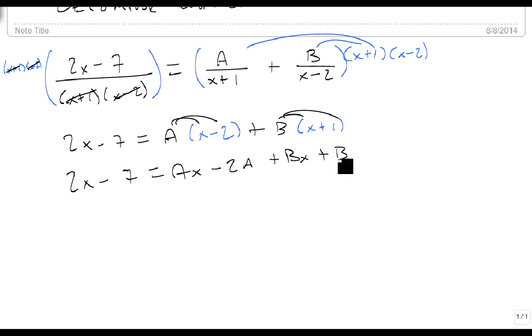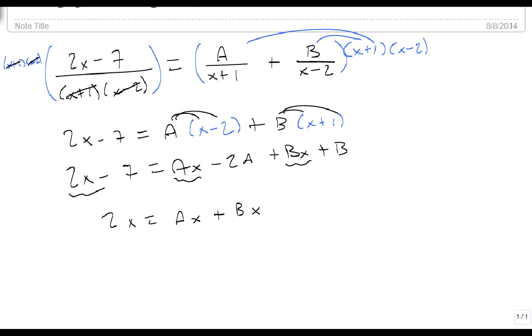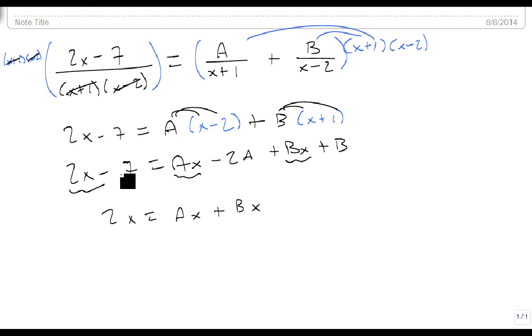plus B. Now the last thing we need to do is to find a way to solve for A and B with the 2x - 7. But we know that in order for this to be true, the Ax and the Bx have to add up to the 2x. So 2x is equal to Ax plus Bx. I'm going to make this a little bit simpler in just a minute, but I want you to see this step. And the -2A and the B have to add up to -7. -2A plus B. And notice that now we have a system of equations with two variables and two unknowns.